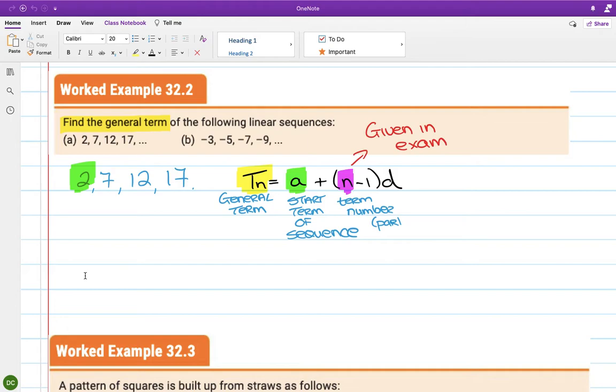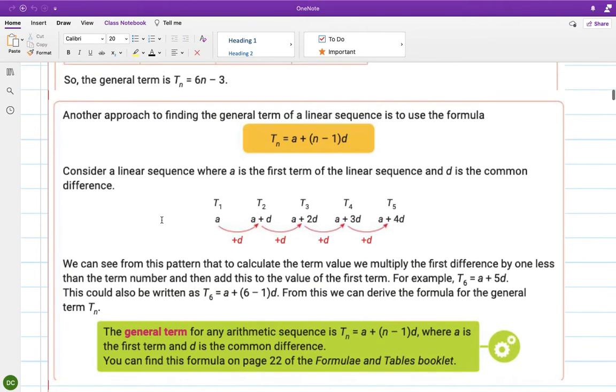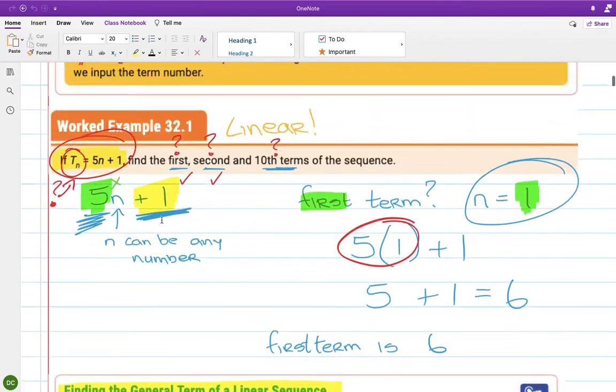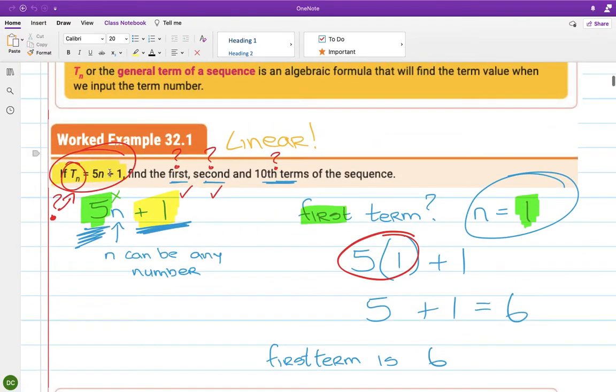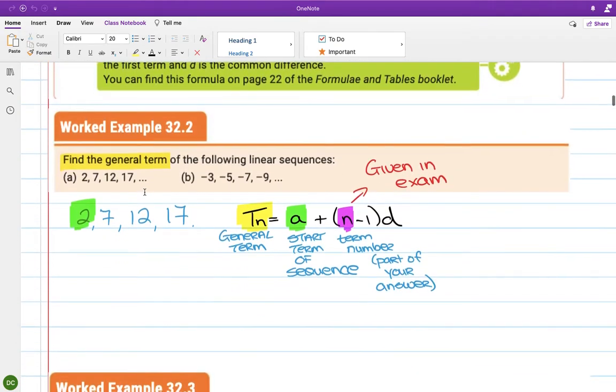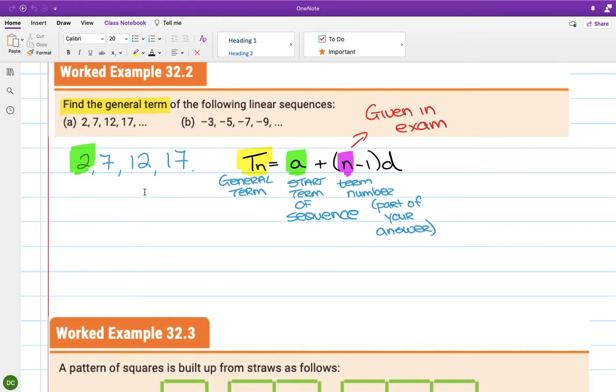And that will actually stay in your answer. So we're going to replace A with a number and we're going to replace D with a number, but we won't replace N. N will actually be in your answer, just like I said it should be. So up here, I said your answer was going to look something like this. See the way it has an N? So yours will have an N. Okay? And then the last bit of the formula is D.